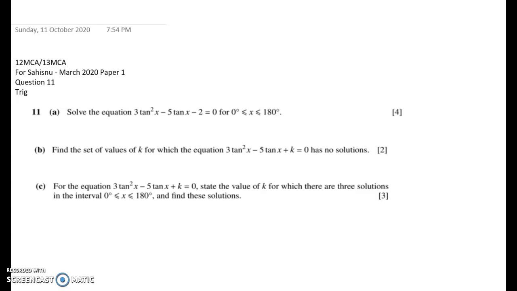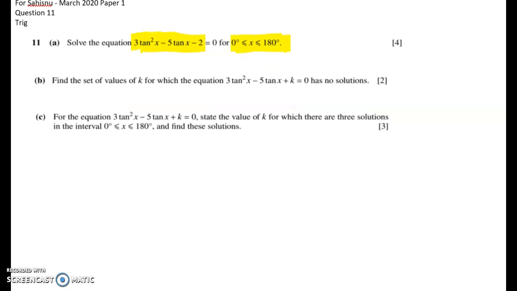So if we look at that first one, we can see that we've got a quadratic equation and it's in tan instead of just in x. And we have to solve that equation for this range of x values. So what we're going to do is turn that into a straightforward quadratic by letting u equal tan x. And then we're going to solve for u, and we're going to go from there and solve for x.